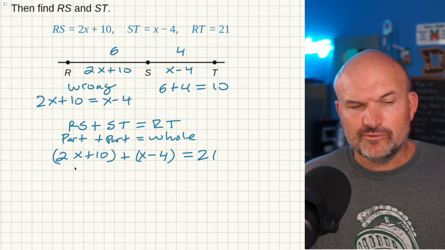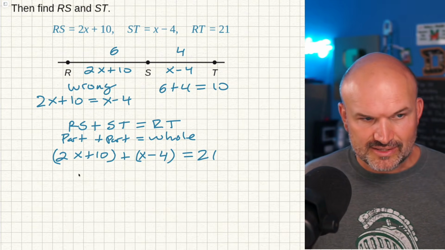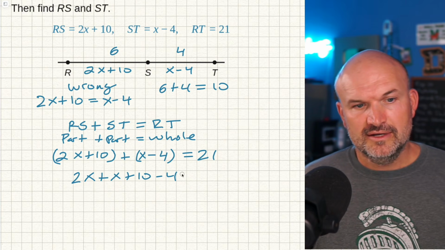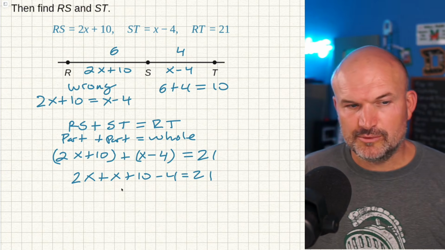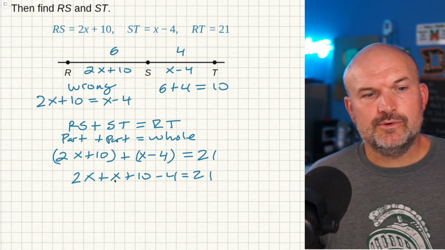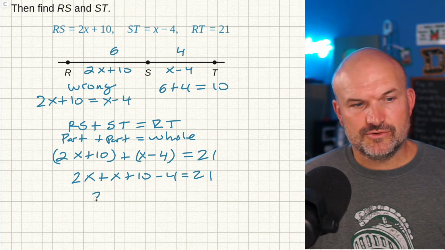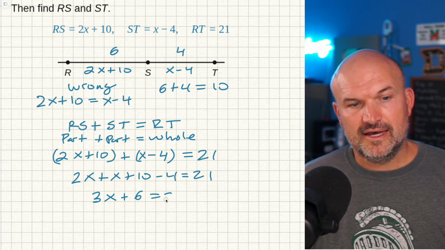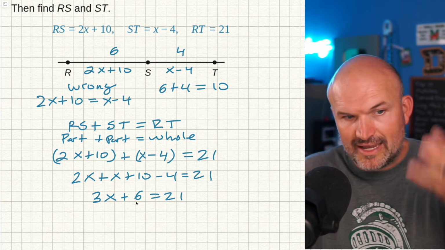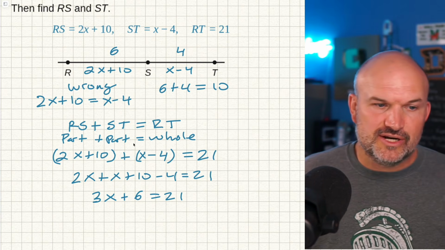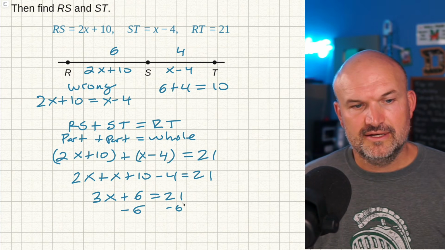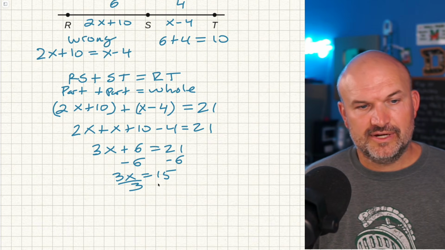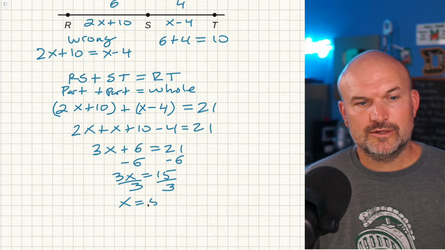2x plus x, or you can rearrange them if you want to. You can drop the parentheses and just do 2x plus x, and then plus 10 minus 4. Sometimes that's a little bit easier if you're struggling with the algebra. So 2x plus x, 2 apples plus 1 apple, is going to be 3 apples. 10 minus 4 is going to be a positive 6. And then equals 21. Now again, we have our two-step equation. Use your inverse operations to solve for x. Subtract 6 from both sides. 3x is equal to 15. Divide by 3, x is equal to 5.